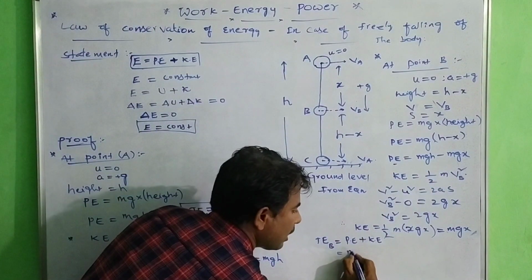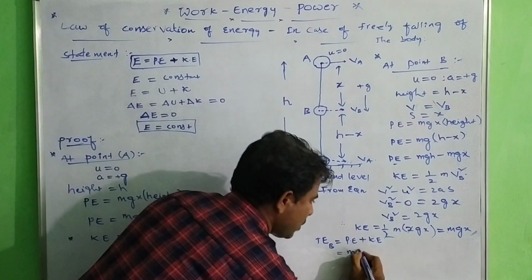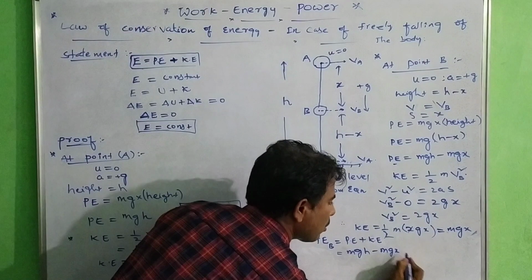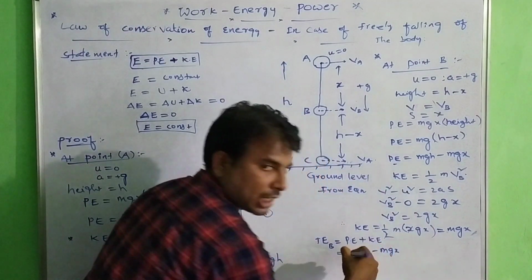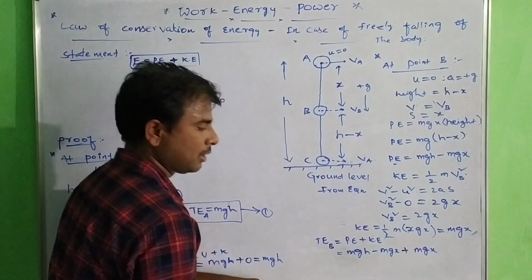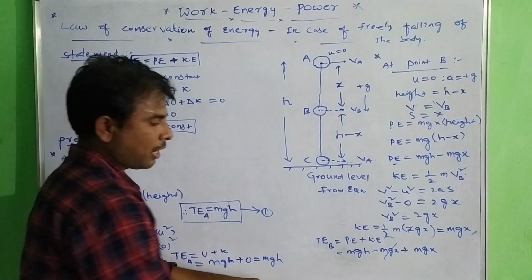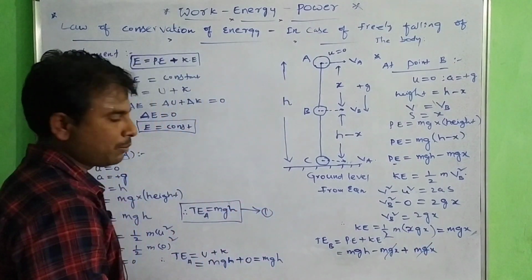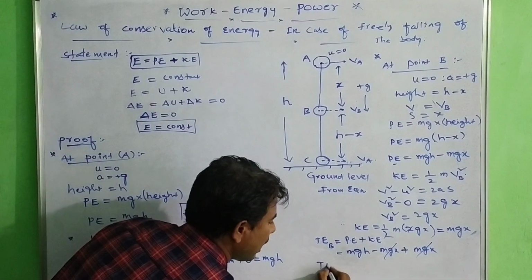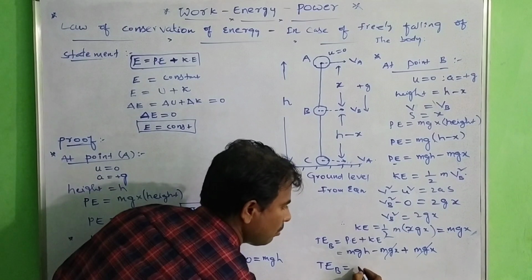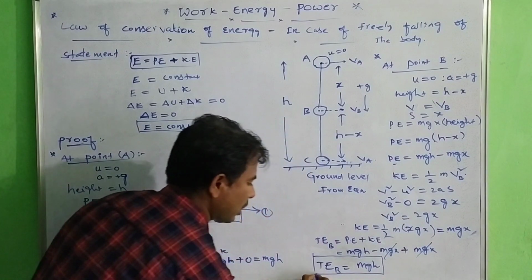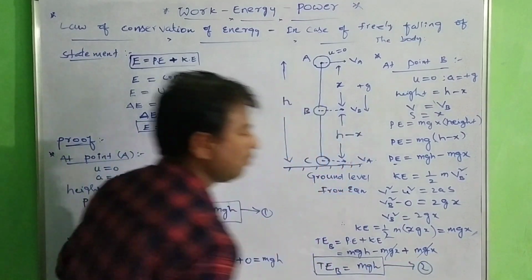Potential energy is mgh minus mgx, plus kinetic energy, which equals mgx. This one is a negative height, this one is a positive height, so the mgx minus mgx cancels. Total energy at point B equals mgh. This is equation number 2.